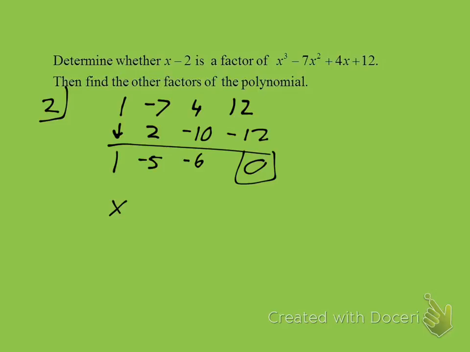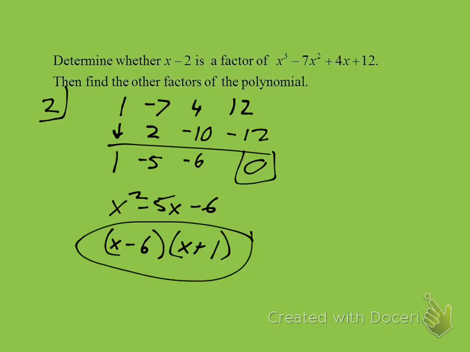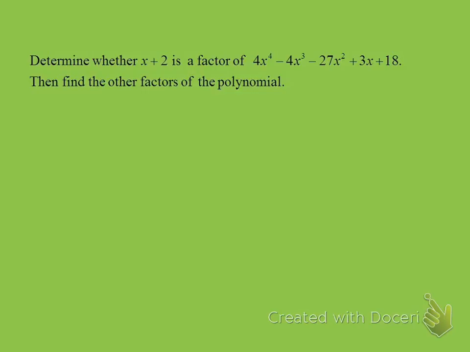So you have x squared minus 5x minus 6, and then you factor that. So x minus 6, x plus 1.